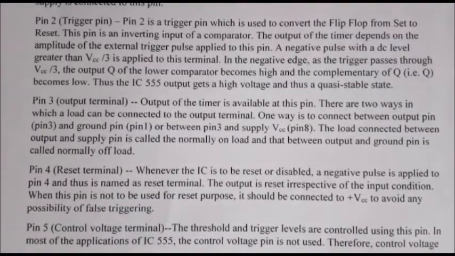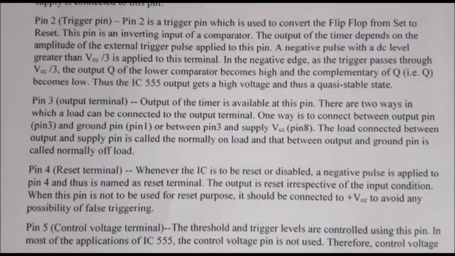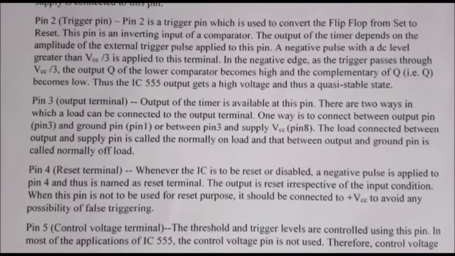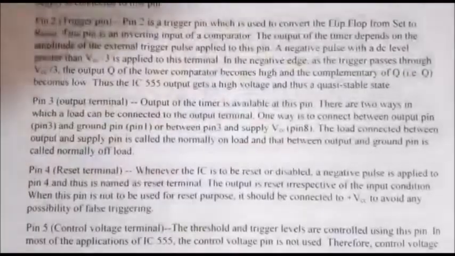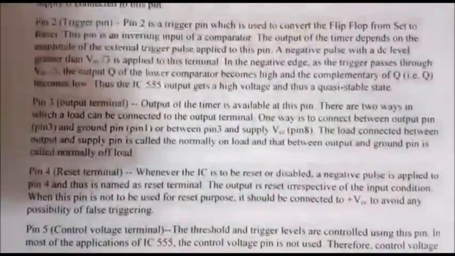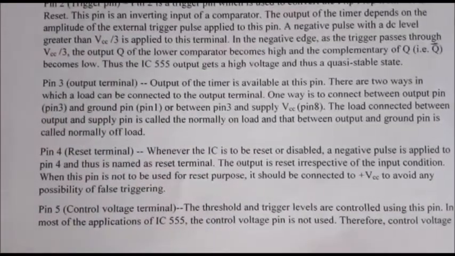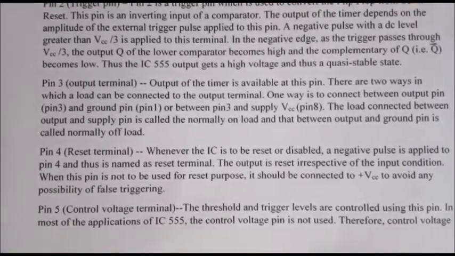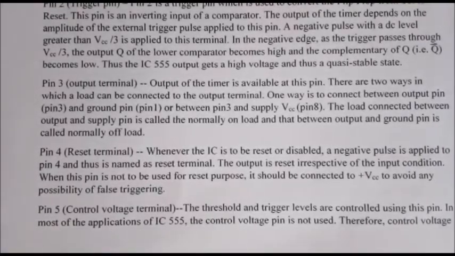On the negative edge, as the trigger passes through VCC by 3, the output Q of the lower comparator becomes high and the complement of Q, that is Q bar, becomes low. Thus the IC 555 output gets a high voltage and thus a quasi-stable state.